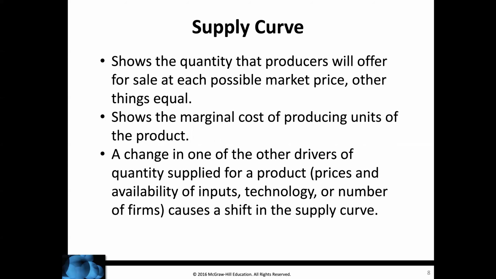A change in one of the other drivers of quantity supplied for a product, prices and availability of inputs, technology, or number of competing firms, causes a shift in the supply curve. So we can either move along the supply curve, but if there is a change to one of the drivers of quantity supplied for the product, then that entire curve can move. And so we'll look at that a little bit more deeply as we go forward.